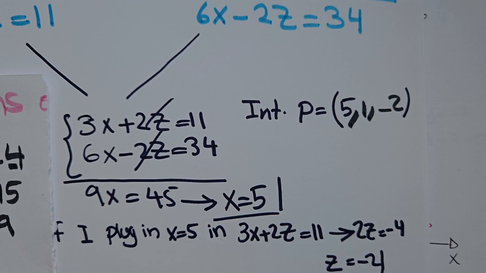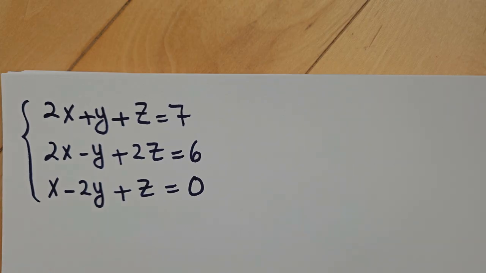Now let's do another example. Okay, let's move on to the next example. Here we have three equations again. The three equations are in terms of x, y, and z. So we are in three-dimensional space, and we want to know where these three planes will intersect with one another.